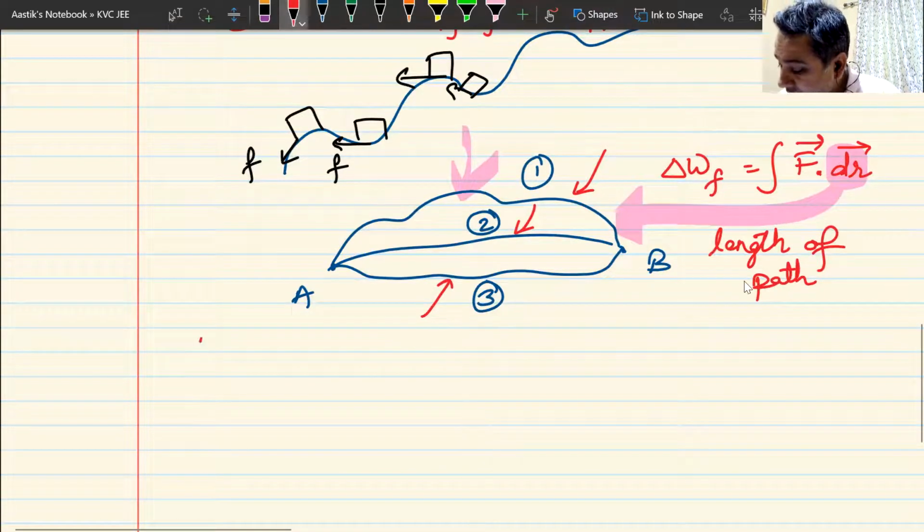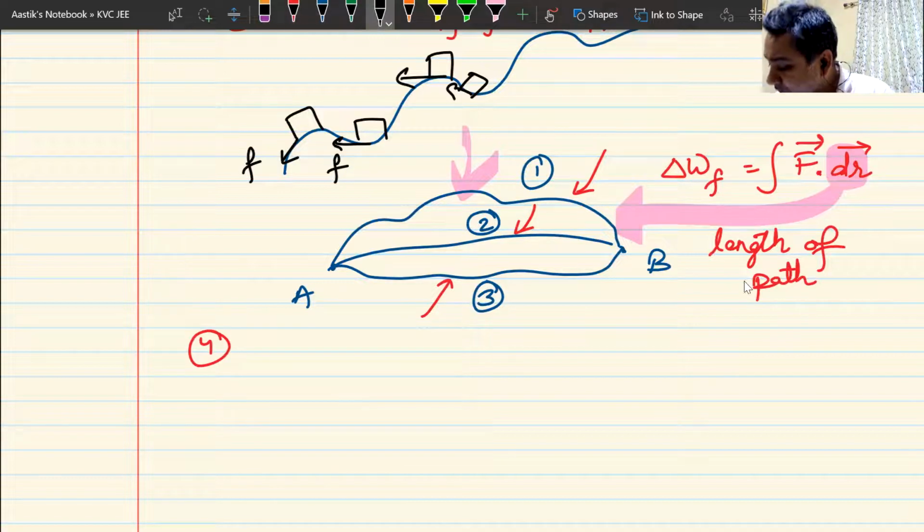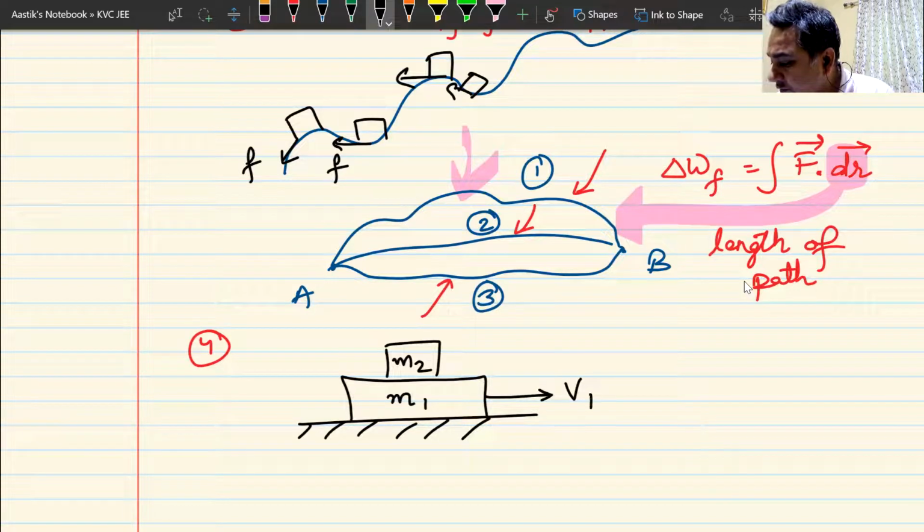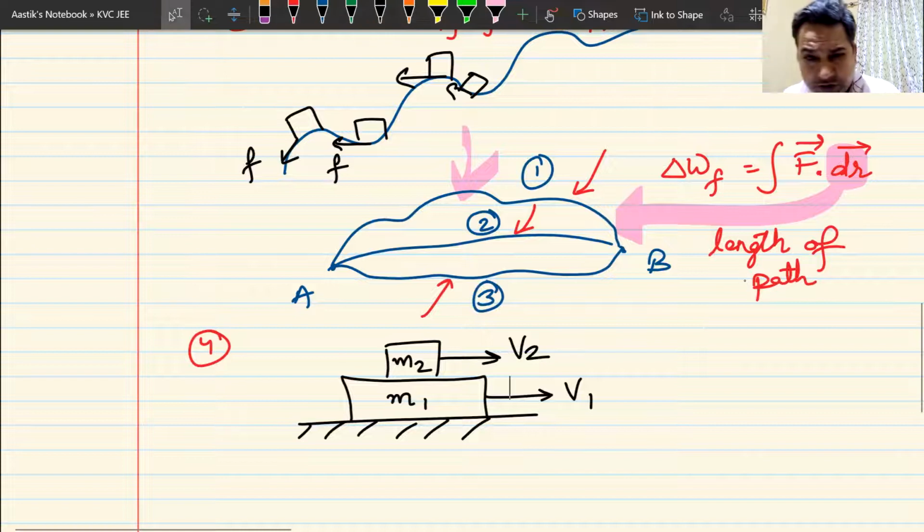There is one more point that you must remember. What is that point? Suppose there are two bodies, one body on the top of the other. This is body number 1, M1, and this is body number 2, M2. Both are moving with different velocities with respect to ground. This is moving with velocity v1, this is moving with velocity v2. So they are moving with respect to each other.